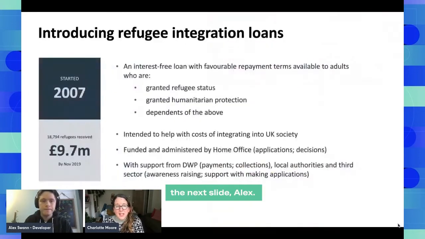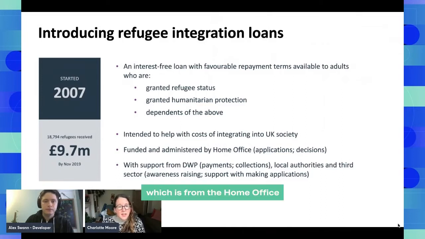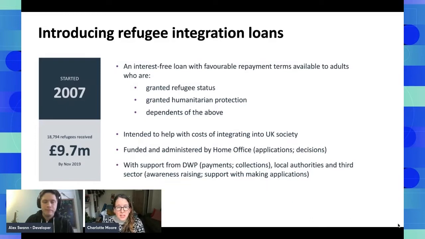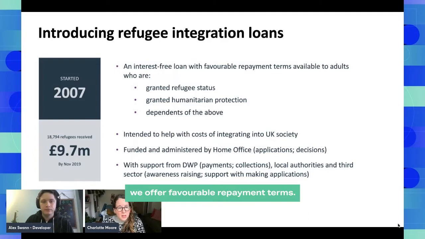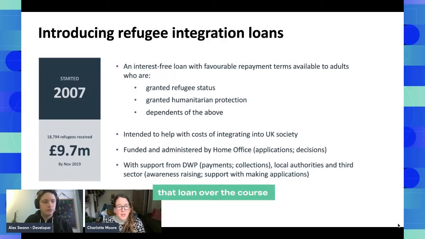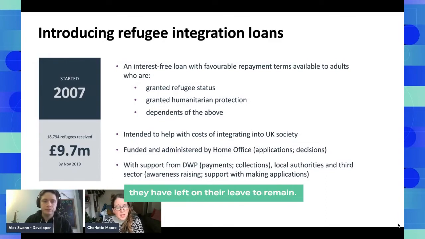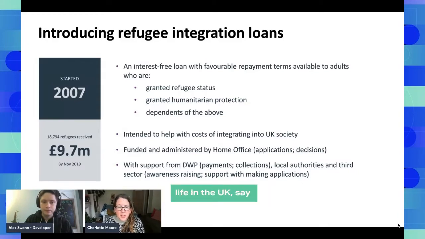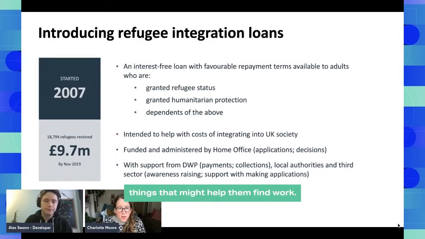If you could pass on to the next slide, Alex. So just to give you a bit of a rundown about what exactly the Refugee Integration Loan is, it's an interest-free loan from the Home Office to recent refugees. So when they get leave to remain to stay in the country, we offer favourable repayment terms. So we allow people to pay back that loan over the course of 5 years or however long they have left on their leave to remain. And it's intended to be used to help them with the setup costs once they're setting up life in the UK. So things like housing and things for their house, or maybe education, training, things that might help them find work.